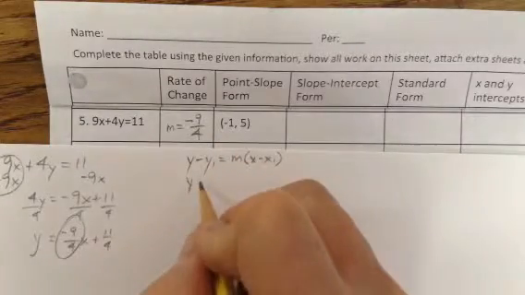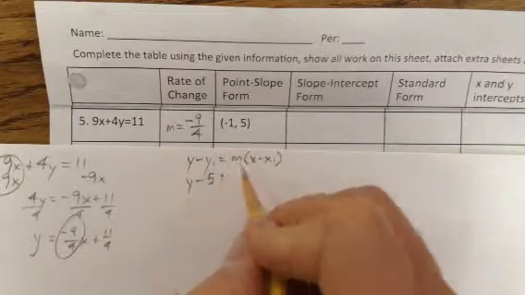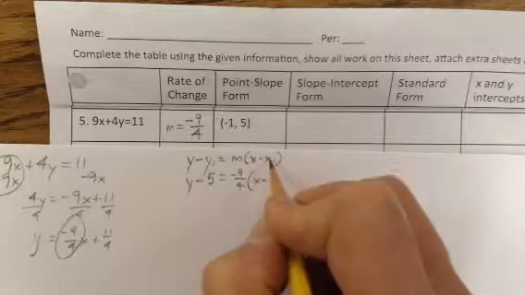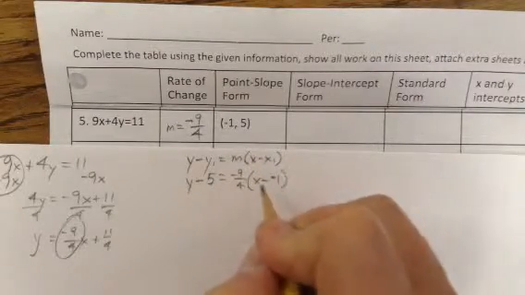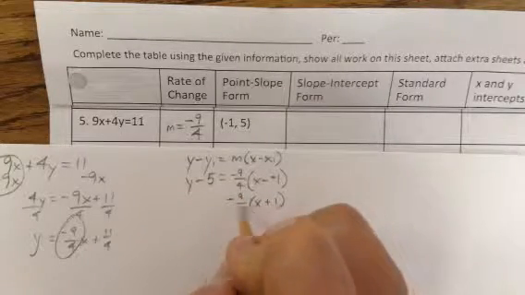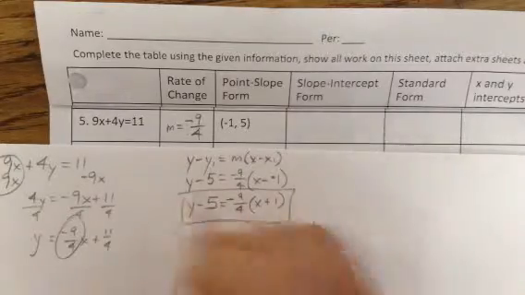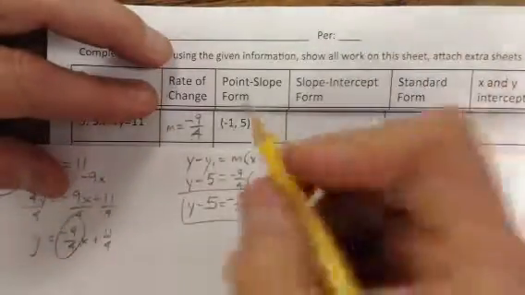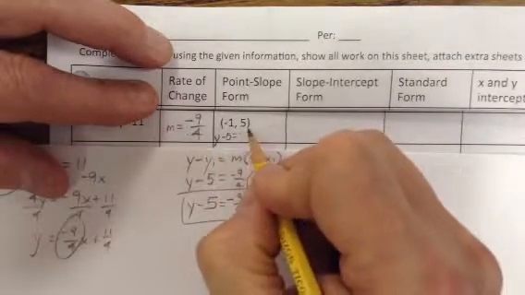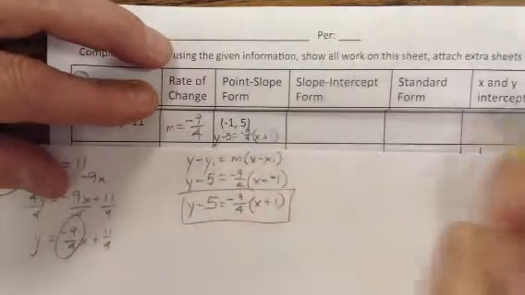Okay, I'm going to plug in. What are we going to plug in for y? 5 is my y, my slope is negative 9/4, and my x is negative 1. Oh, double signs. Make that x plus 1, which is a lot nicer. And there we go, there's our point-slope form: y minus 5 is equal to negative 9/4 quantity x plus 1.